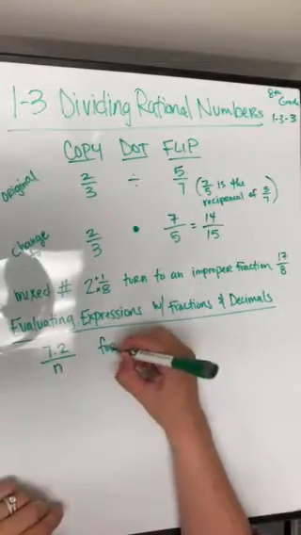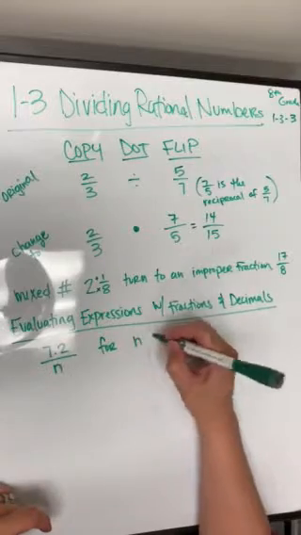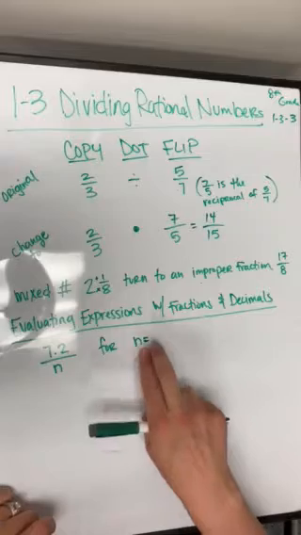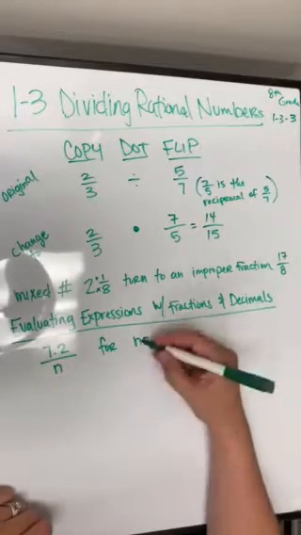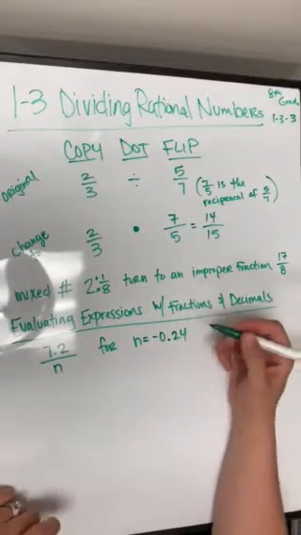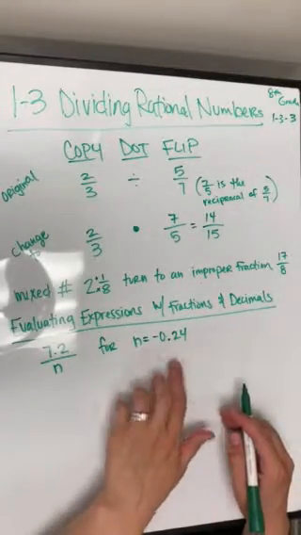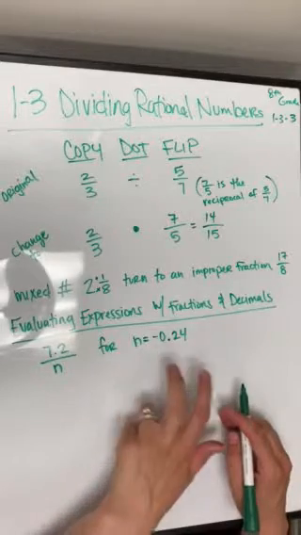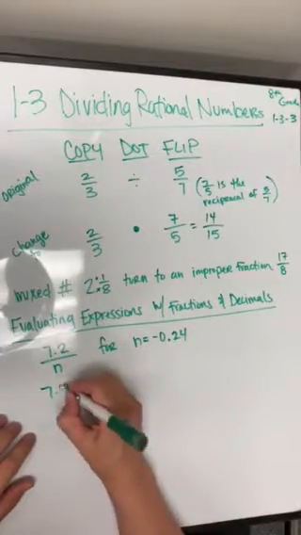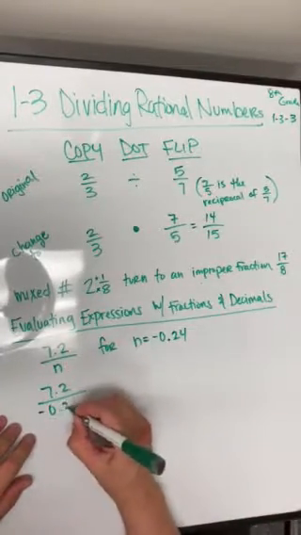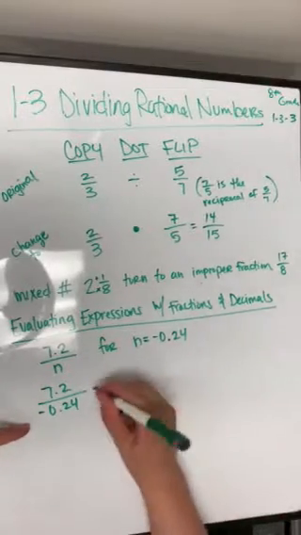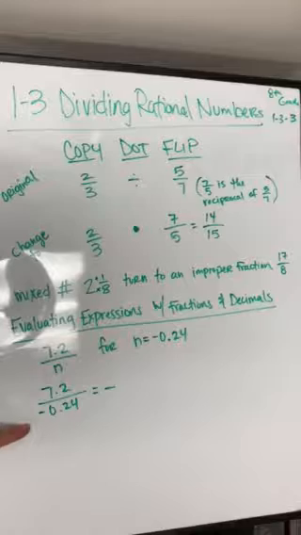Now, in this particular case, and in the ones that you will see on your homework, it will tell us the value that we are supposed to substitute in for n. In this case, n is equal to negative 0.24. So every time I see an n, I now put a negative 0.24 in. So I say 7.2 over negative 0.24. Hopefully you see that I have a positive and a negative, so I know my answer is going to be negative, whatever I get.